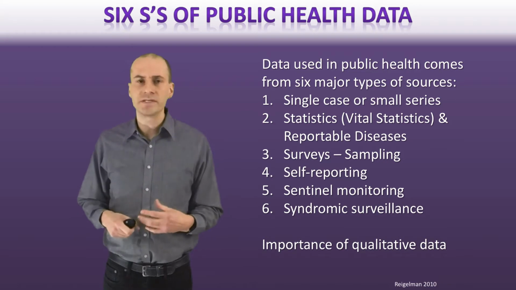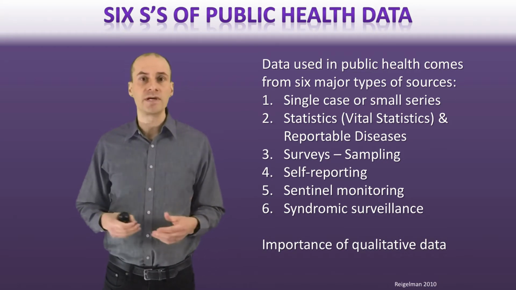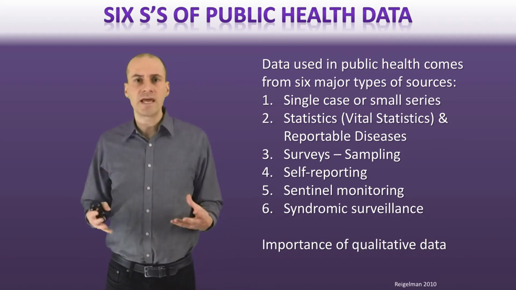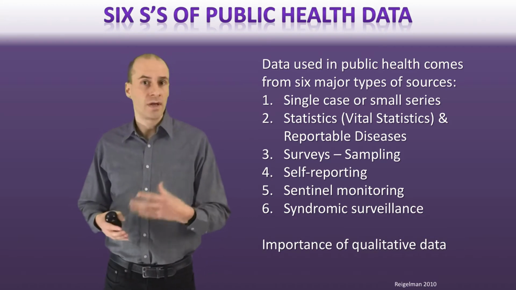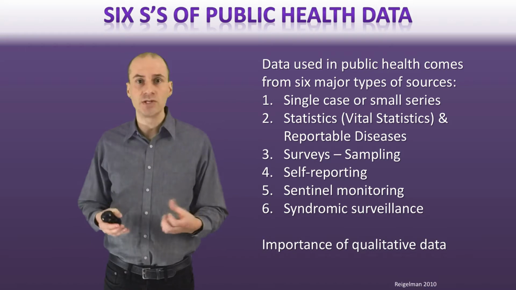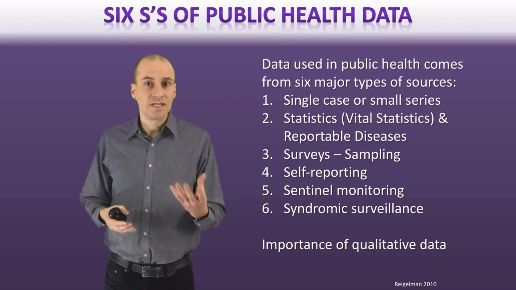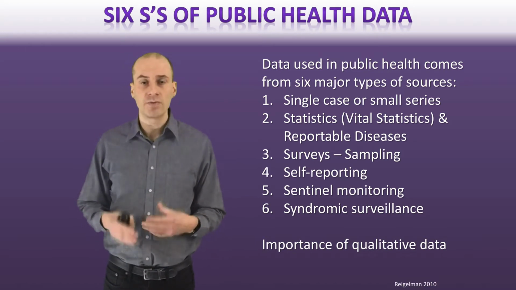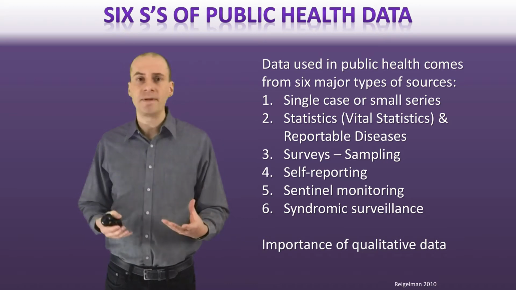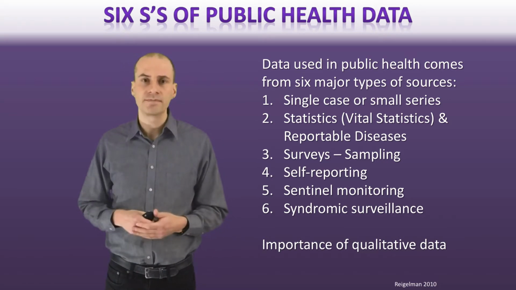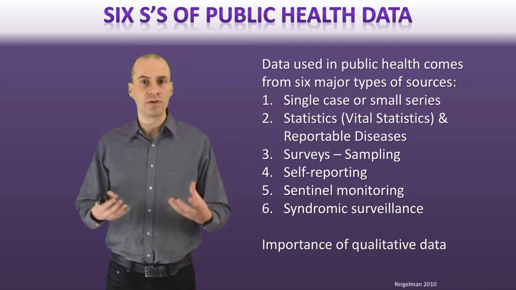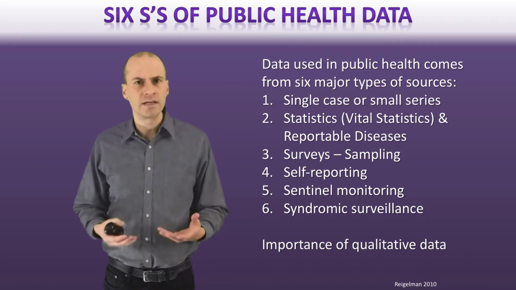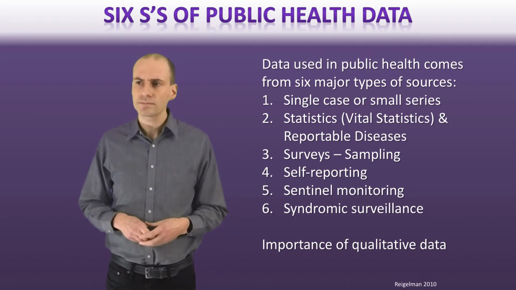And one of the first ones is single cases and small series. So these types of cases are when we go out and we try and find or identify specific situations where there's some disease that's popped up in a certain area. So we then go and try and figure out what happened in that circumstance. Or if there's a series of cases in a specific region, we try and understand what's going on in terms of this health event.